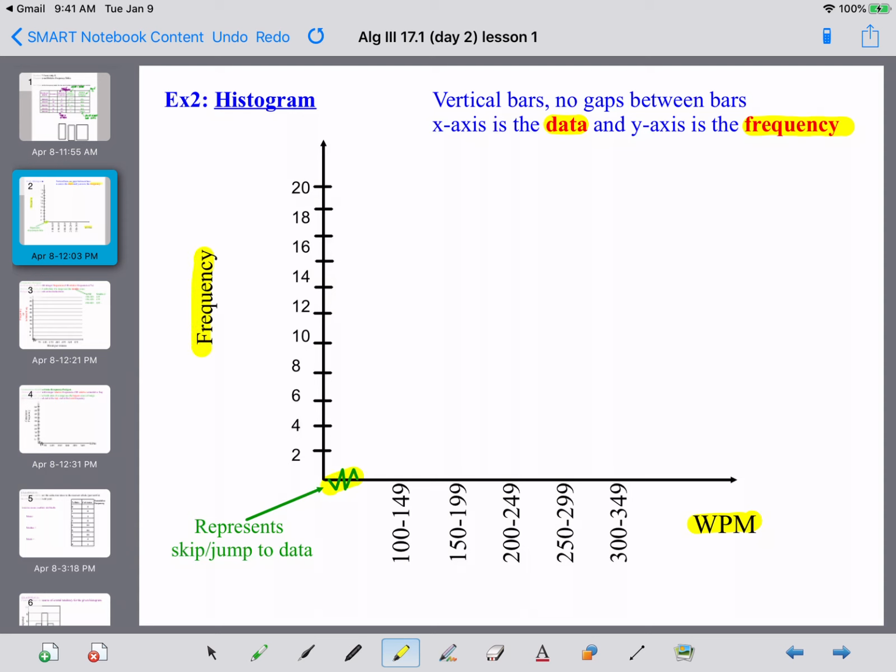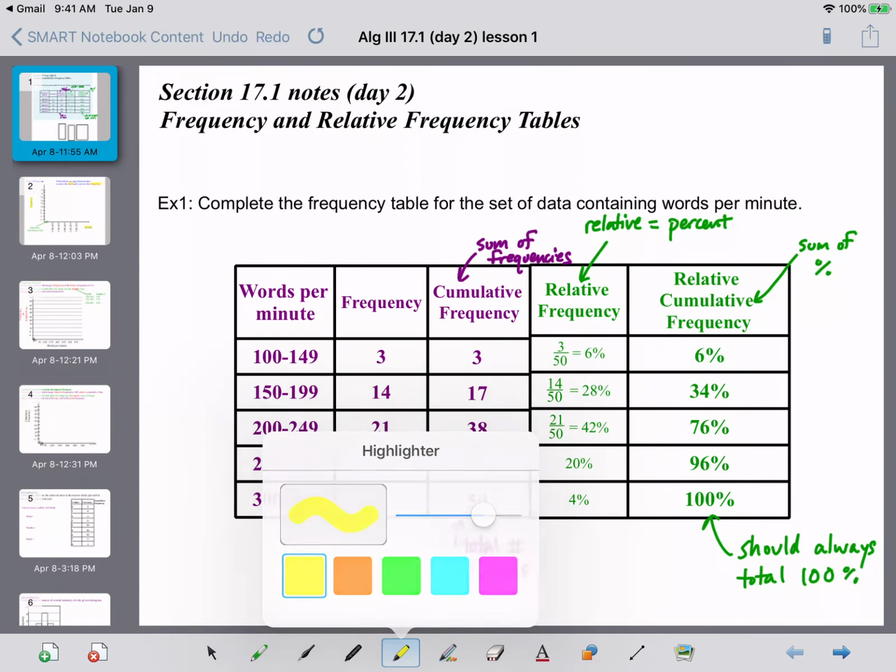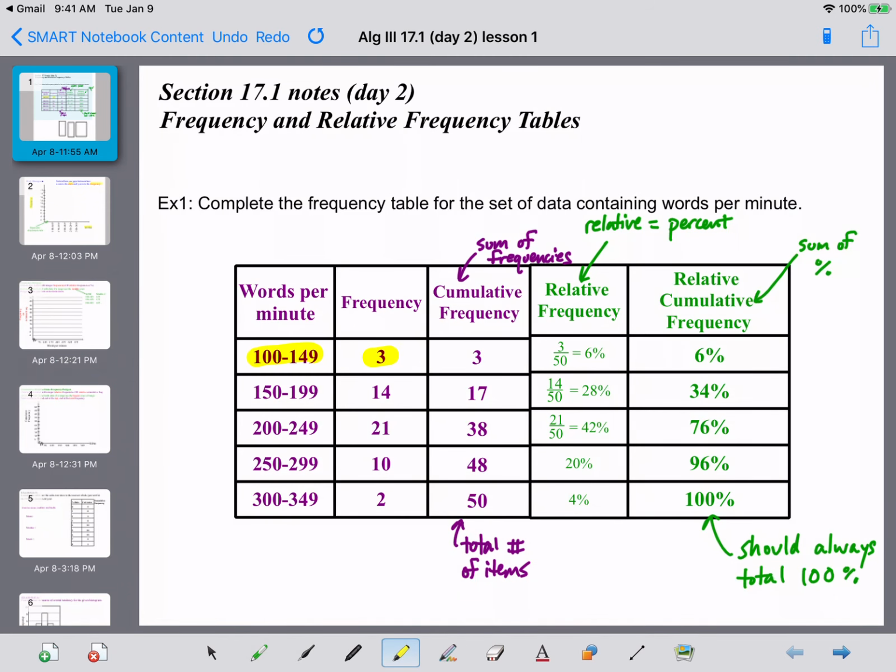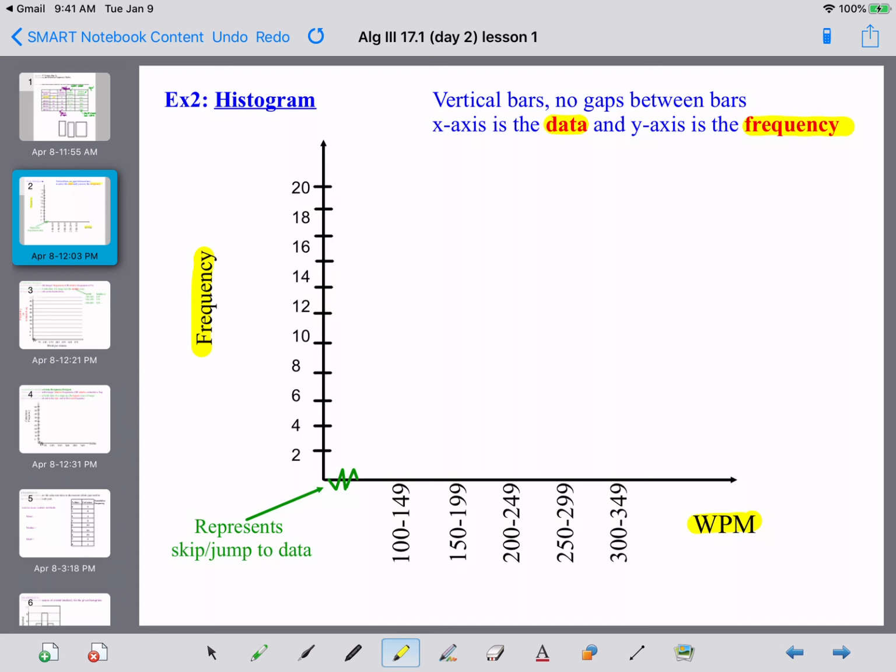This right here, if you haven't seen that before, that little squiggle, just represents that we're skipping or jumping to 100 words per minute. So we're not including any ranges before that. All right. So let's go ahead and just jump right into this. First, remember from 100 to 149, we had 3 people typing that speed. So I'm going to use a ruler, and I'm going to go up to 3. And then this would be my first bar of my histogram.